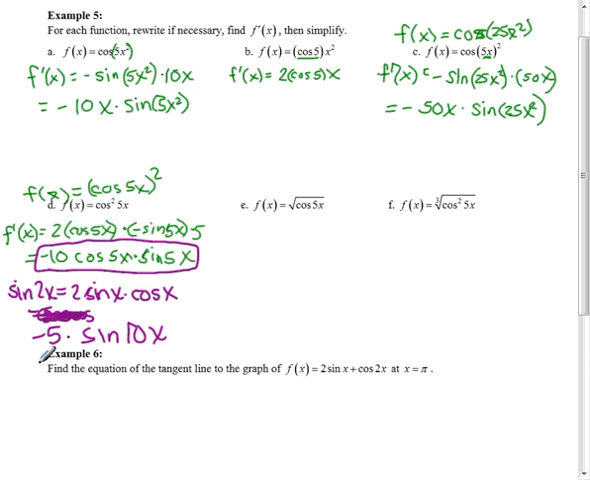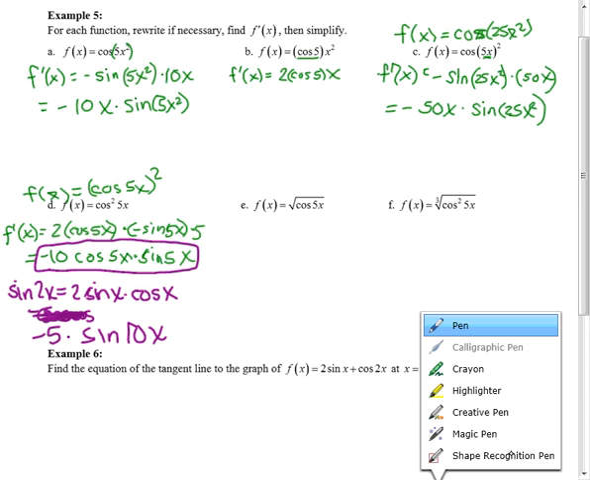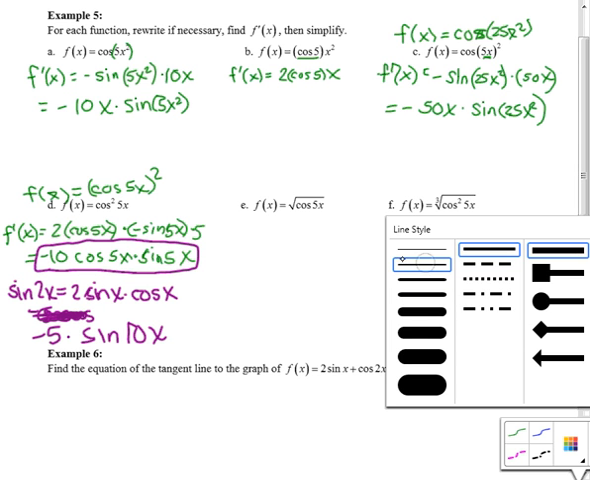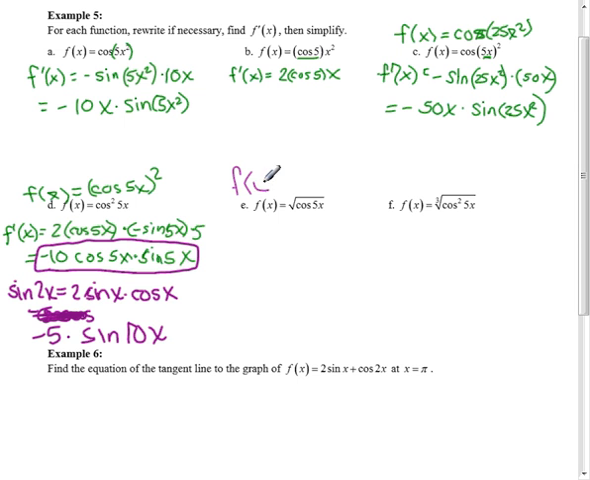There's also a cosine double angle identity that we could go over. So let's move on back to our example here. Let's rewrite this. Instead of writing square root, we could change it to the 1/2 power.